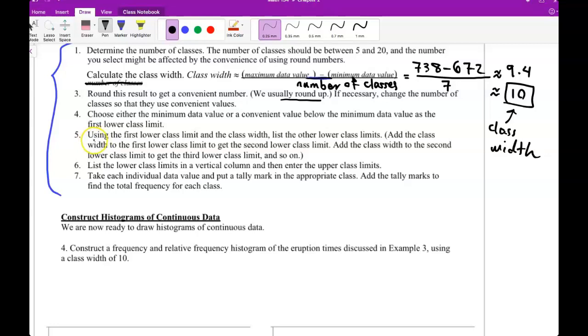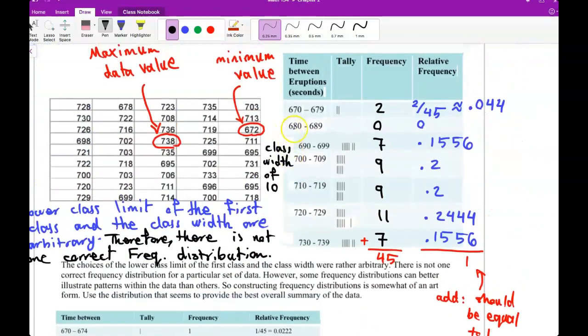Okay, number 5, using the first lower class limit and the class width. Then we're going to use these two, and then add the class width. So we have this one, 670, and we know how many classes we're going to have is 7, and we decided on what the class width is. Then building these classes is easy. You only need to add the class width to that one.